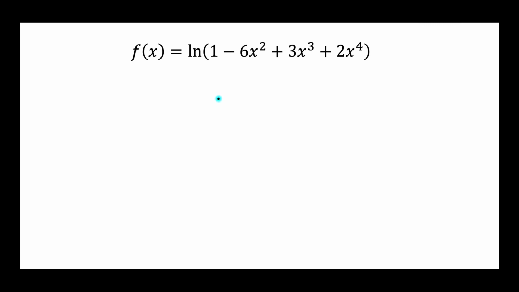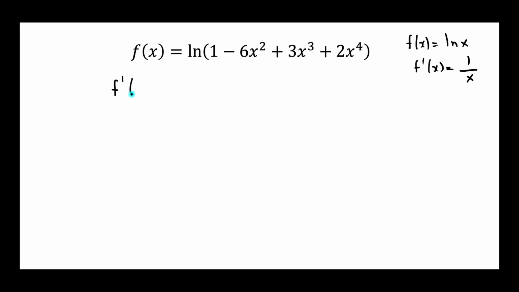Okay guys, here we have another one. So we have f of x is equal to ln, and then we bracket 1 minus 6x squared plus 3x cubed plus 2x to the 4. Once again, we're going to be using the fact that if f of x was equal to ln x, then of course f dash x would equal 1 over x. Okay, that's what we're going to use. So we're going to be using the chain rule, of course.